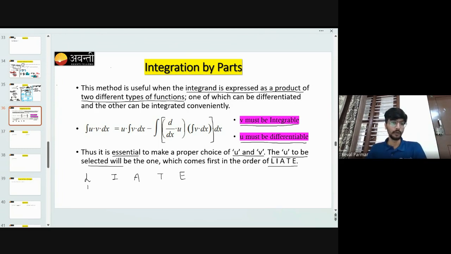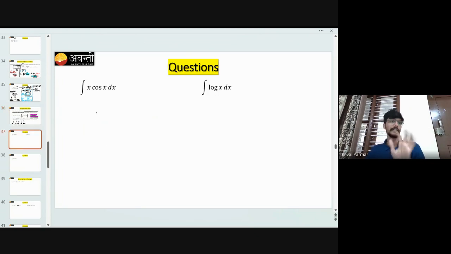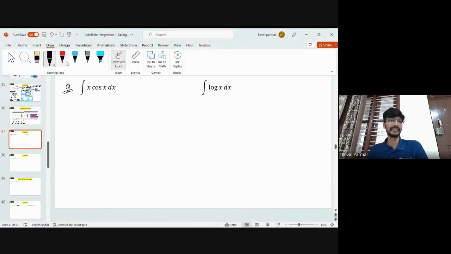So for u, what is L? L is the logarithmic function. I is the inverse trigonometric function. A is the algebraic function. T stands for trigonometric function. E stands for exponential function. Correct? Let's try a very simple example. You have to remember the LIATE rule, ILATE rule. So here it is. Next, we have to find integration of x into cos x dx.